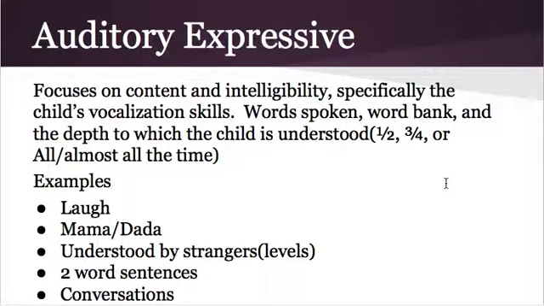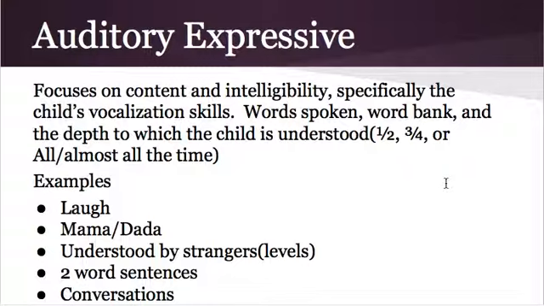So to talk about the 3 specific categories on the ELM scale, the first one is auditory expressive, and this focuses on content and intelligibility. What this means is it focuses on the child's vocalization skills, so the words spoken. Can someone who is a stranger to the child understand them half the time, 3/4 of the time, all the time? What does their word bank look like? How many words are they able to speak clearly?